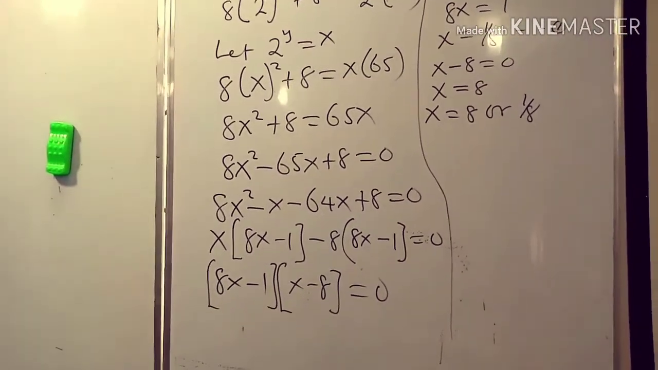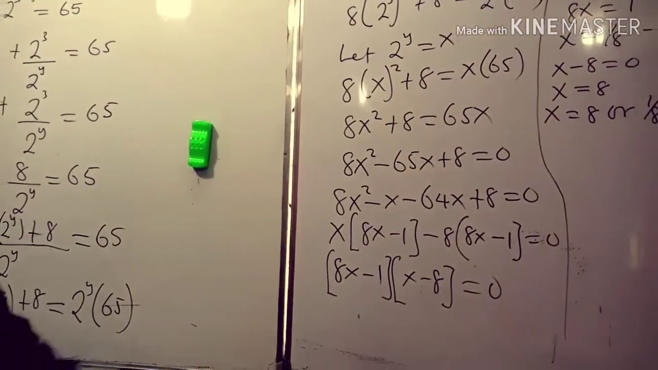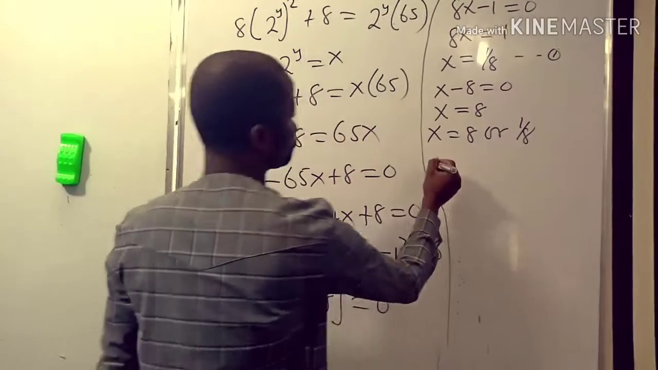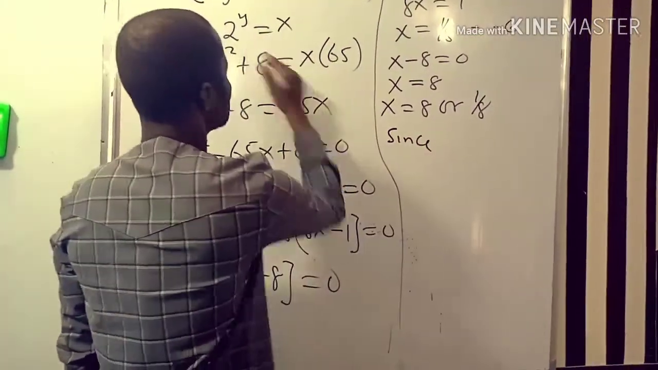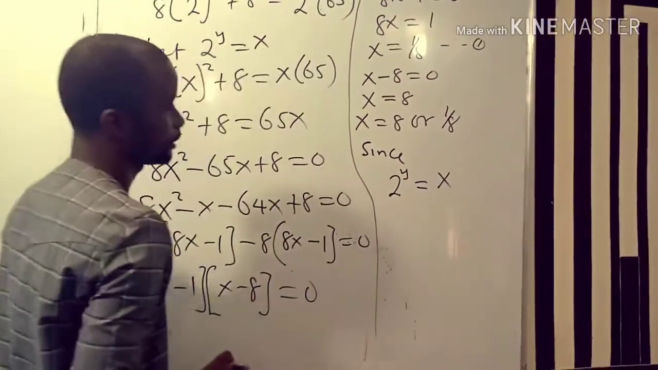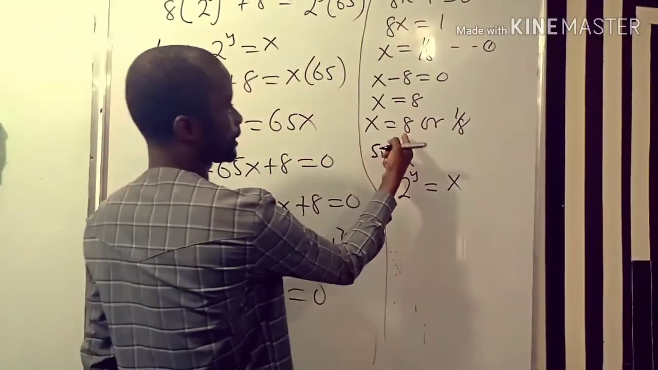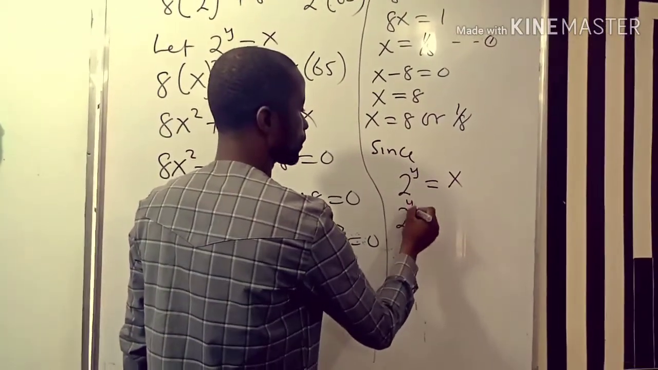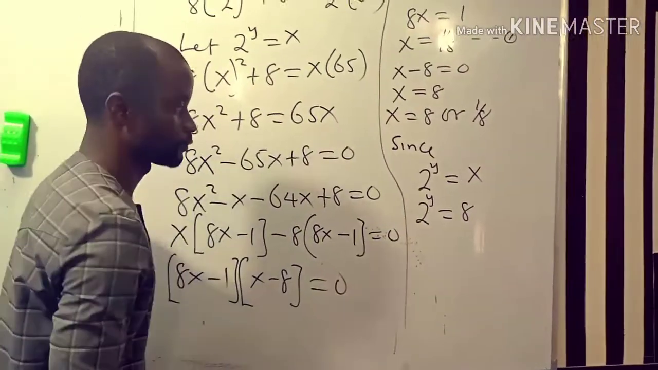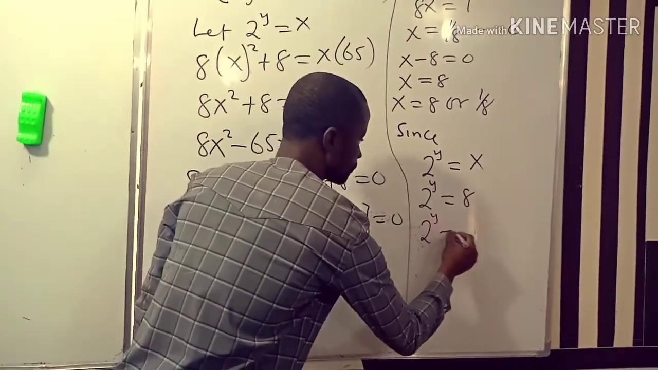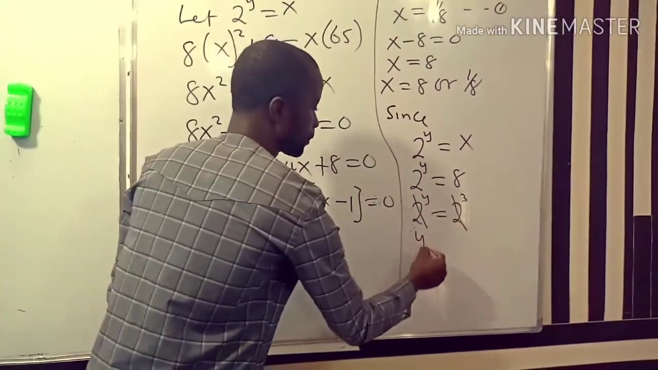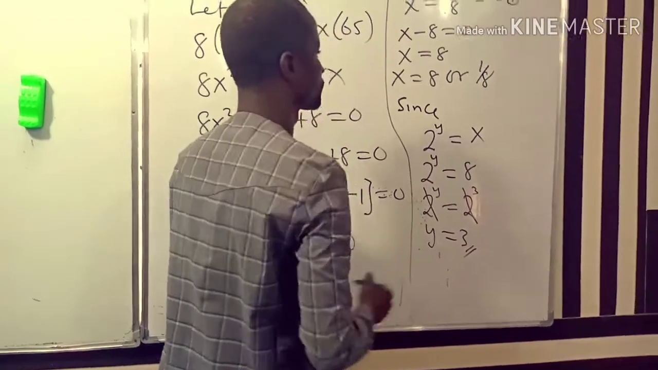And then let's go back to our concept that let 2^y be equal to x. Now since 2^y is equal to x, let's input the value of x equal to 8. Then we have 2^y = 8. And then 8 can be simplified in the form of a power of 2. That is 2^y = 2^3. Therefore y now equal to what? 3. That's the first answer.